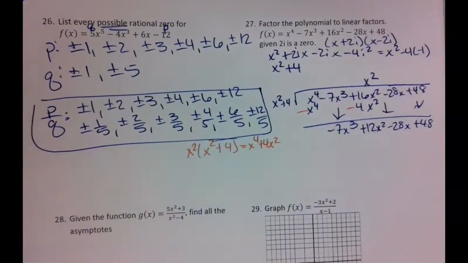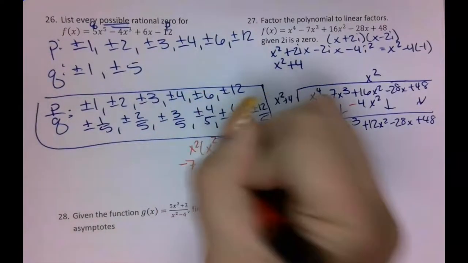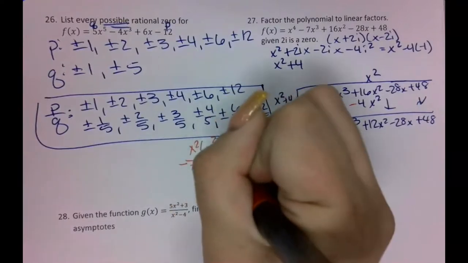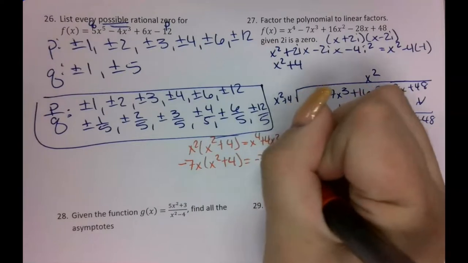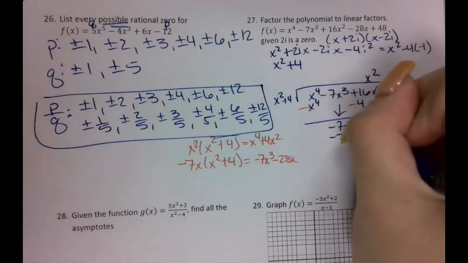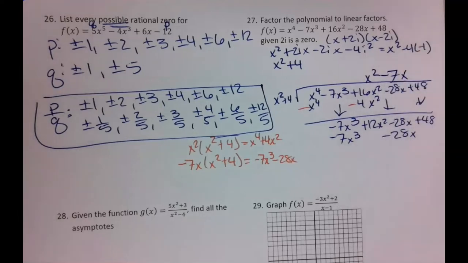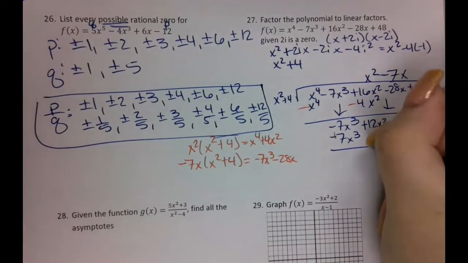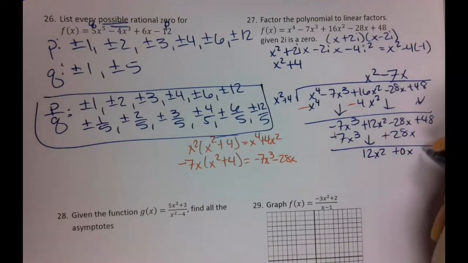Then what I want to do is look for what I need to multiply by to turn it into a negative 7x cubed, which is just negative 7x. Then this gives me negative 7x cubed minus 28x. So I'm going to go match those up. And I also want to write this negative 7x up above. I'm going to change my signs here. 7x cubes cancel out, so then I have 12x squared plus 0x plus 48.